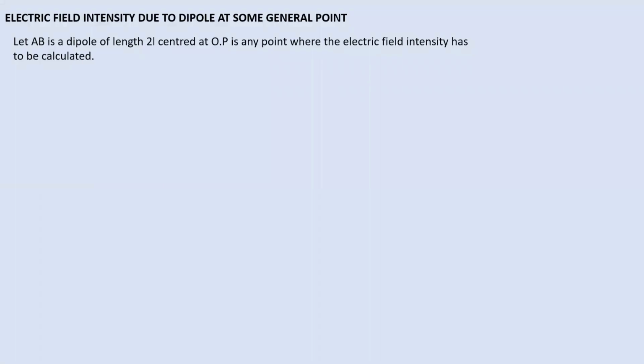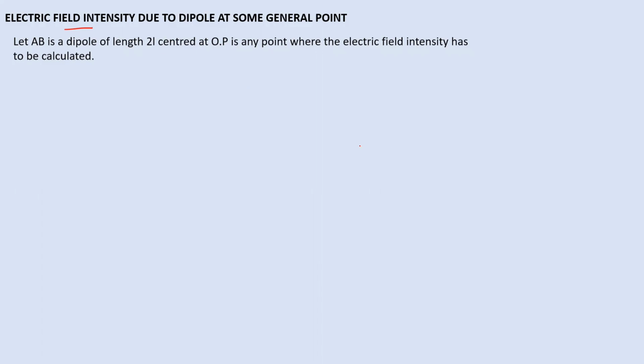In the previous video, we discussed the electric field intensity due to a dipole on the equatorial line, right? So in this video, we will see the electric field intensity due to a dipole at some general point. So this is what we will see. Because in this case, we will not take any point on the center of the dipole, neither on the axial line, neither on the equatorial line. That will be at a random position, right?